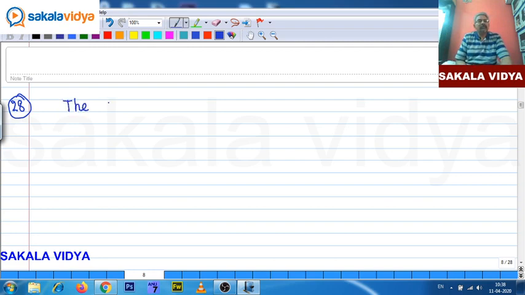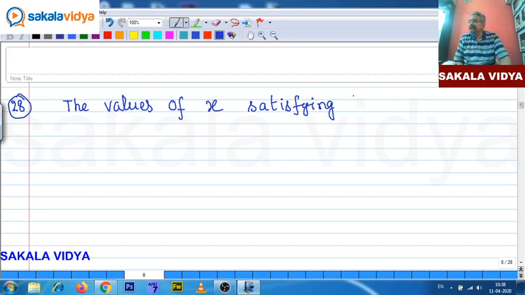The values of x satisfying sin 2x plus sin 4x equal to 2 sin 3x are.